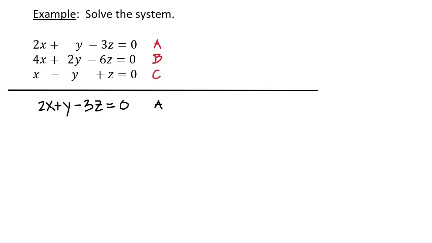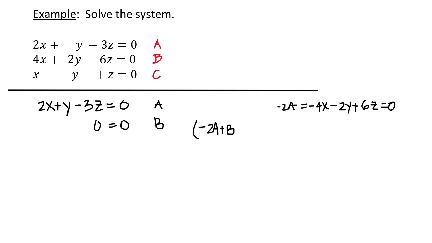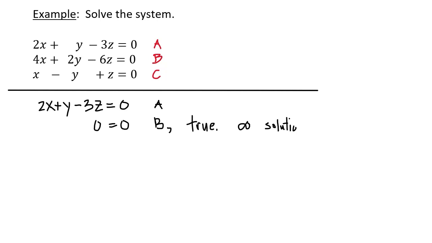So I'm going to simplify B. I'm going to multiply A by -2 and then add it to B. And I'll have -2A. So when I add those two together, I get 0 equals 0. Now this is a true statement. This is a system that has infinitely many solutions in the intersection that is a line. So it's a consistent system with infinitely many solutions.